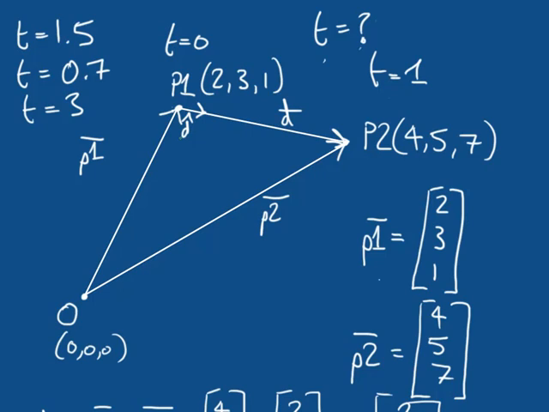Likewise, if the parameter values were 2 units apart, for example, if we had t is equal to 1 and t is equal to 3, they are 2 units apart. That means they are 2 lengths of D apart. D has a length of 1 unit in 3D space.